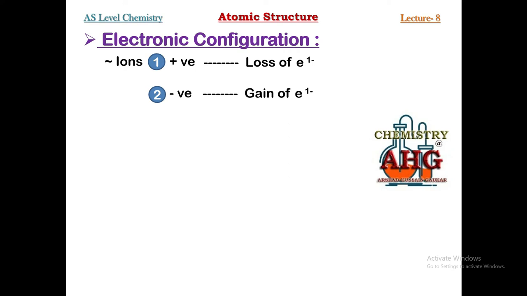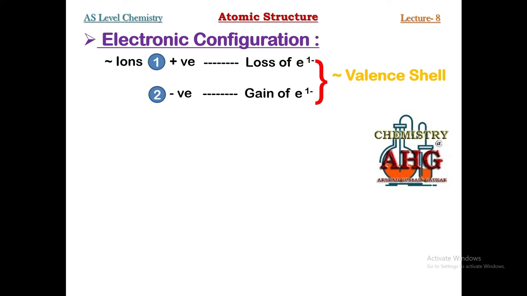Now what is the important thing that you must remember: whenever a positive ion is formed its number of electrons decreases, and whenever a negative ion is formed its number of electrons increases. And a second thing that is even more important: loss and gain of electrons always involves which shell? It involves the valence shell. And how can you recognize the valence shell? The shell which has the largest principal quantum number is the valence shell.